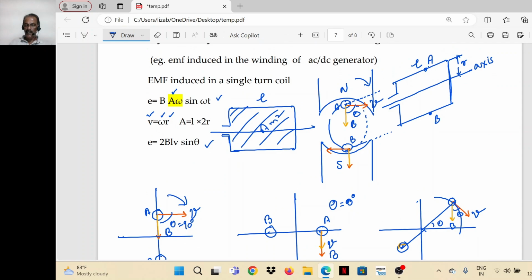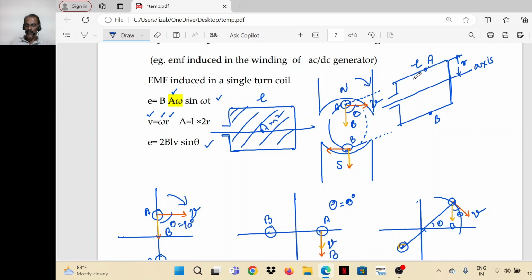Dynamically induced EMF: the conductor is moving and the field is steady. The field is not time varying. In a steady field, a conductor is moving. So the induced EMF in the coil: here the coil has got two conductors, A and B.